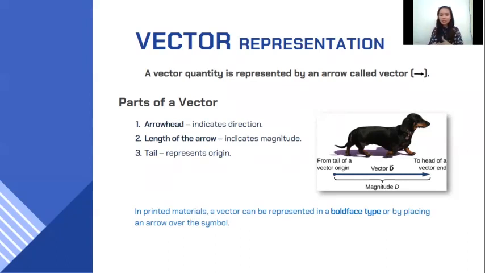So in printed materials, a vector can be represented in a boldface or by placing an arrow over the symbol. So makita niyo dito sa picture, we have here vector D. So this is how we represent a vector. It is in boldface, tapos meron siyang arrow sa itaas. Tapos, in cases na kapag ginasulat lang siya, you can write it as is, as long as meron siyang arrow sa taas. No need na siya i-boldface. But if you are using computers or if you are going to type it, pwede siyang i-boldface and then merong arrow sa itaas.